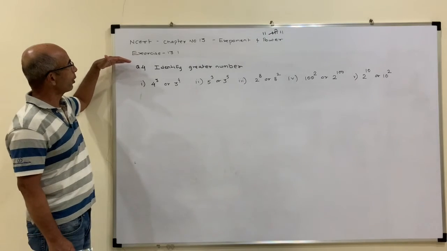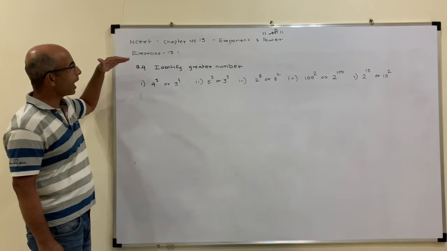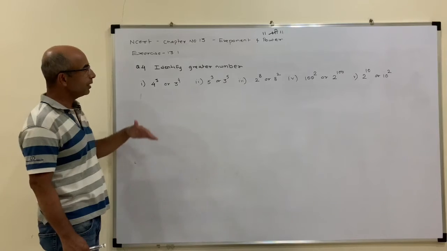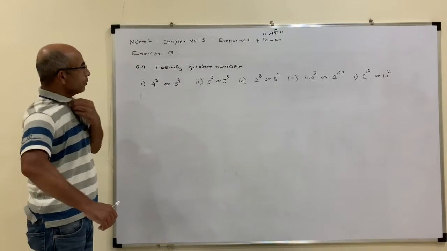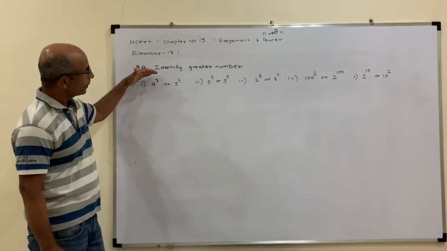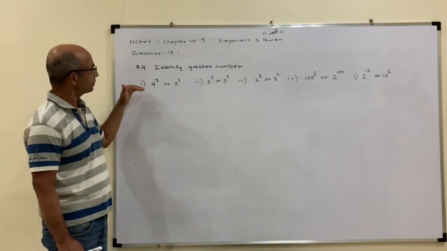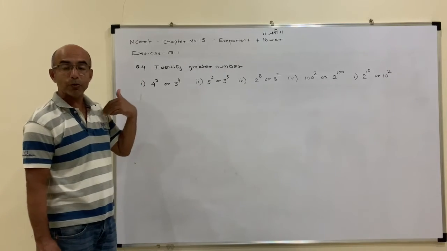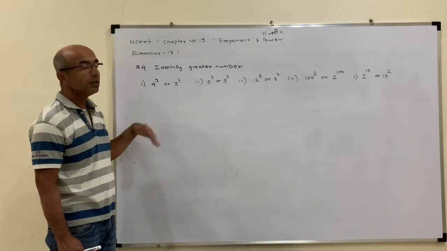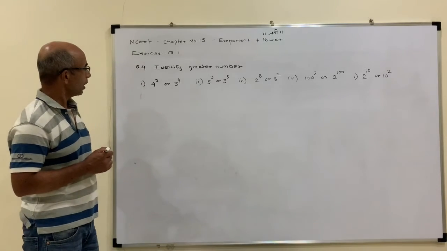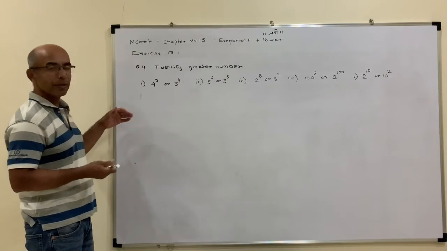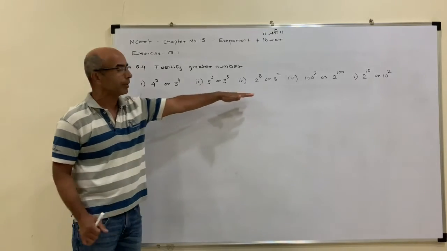Exercise number 13.1, question 4: identify the greater number wherever possible. The purpose of this question is that you need to practice calculating numbers raised to a power. Now let's solve it. As I mentioned, I have written all the sub-questions.